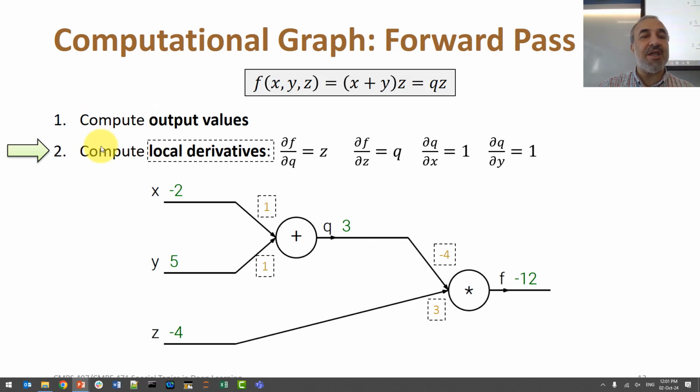And that's why these two steps are actually combined, done together. We compute the output values, and then we compute the local derivatives. Each gate computes its output value, and then computes the local derivative at that gate. And then we move forward. That's the forward pass. So in the forward pass, we do these two things. We compute the output values with all the intermediate values, and we keep them. And also at every gate, we compute the local derivative.